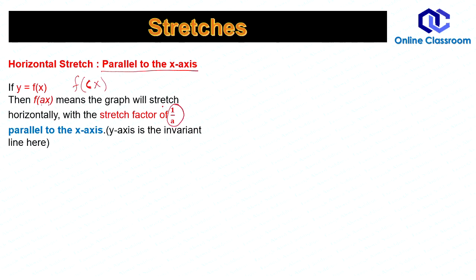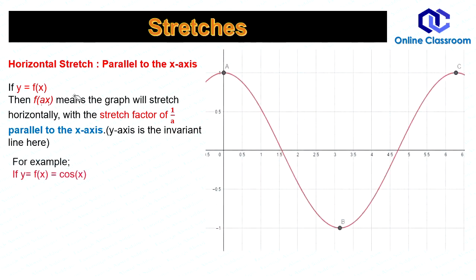In case of horizontal stretching, your factor or the vector is always opposite. Like in translation, when you put the negative sign, it means movement towards right. When you put a positive sign, it moves towards left. Same is here. If it is being multiplied, the stretch factor is the reciprocal. If it is 2x here, the stretch factor is 1 upon 2. Note down this key feature, how to read horizontal stretch or stretch parallel to the x-axis.